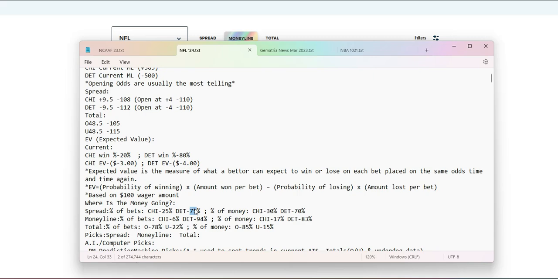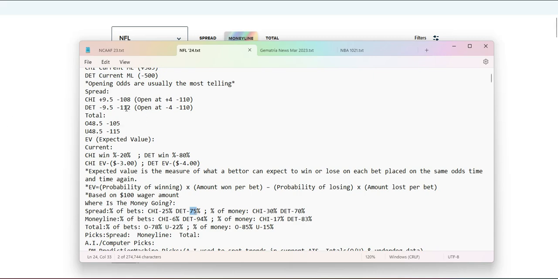Total percentage of bets. Totals at 48.5 points. Over is getting 78%. Under is getting 22%. Percentage of money. Over is getting 85%. Under is getting 15%. And of course, I always look out for that minus 105. That is a sweet spot.